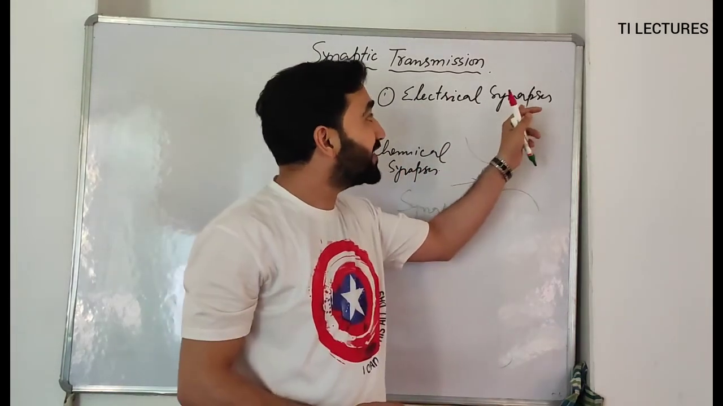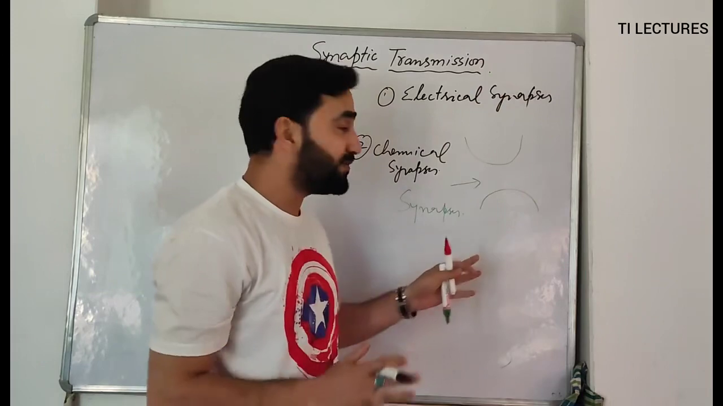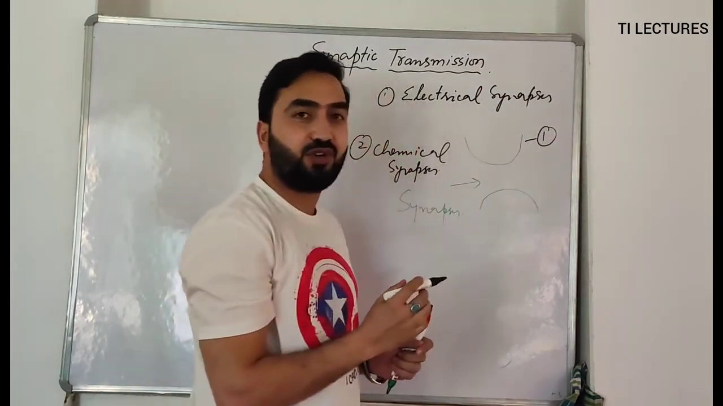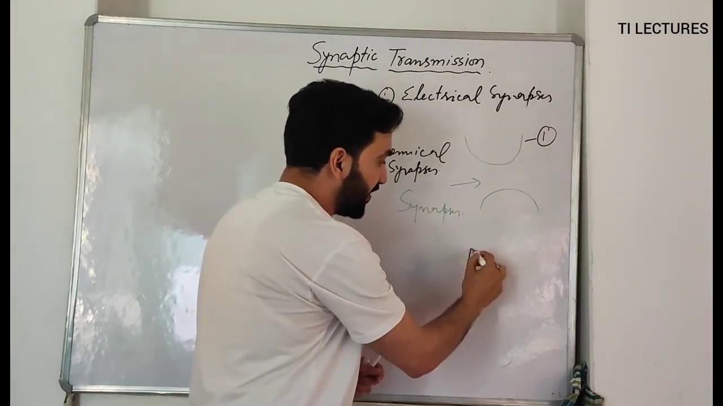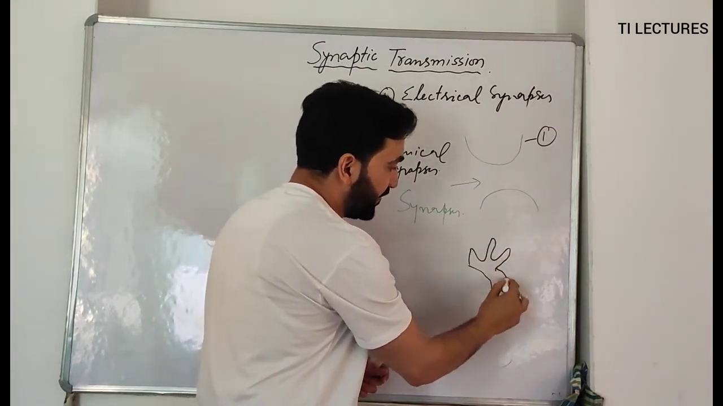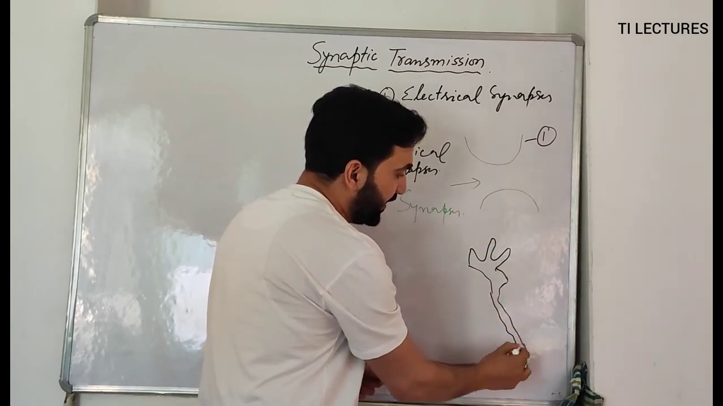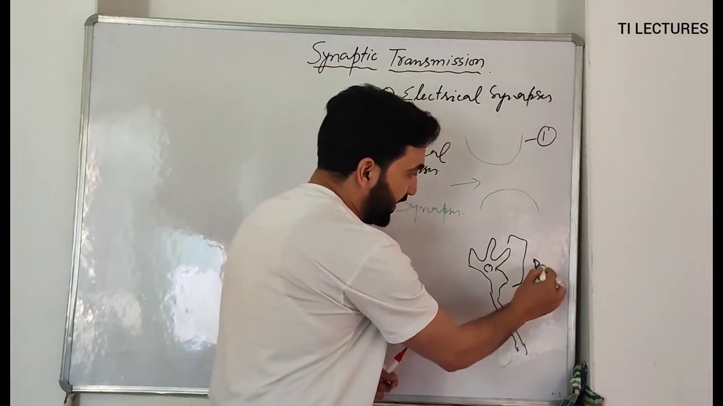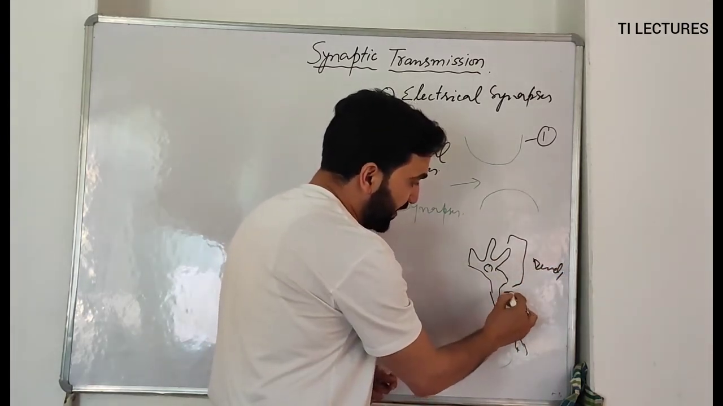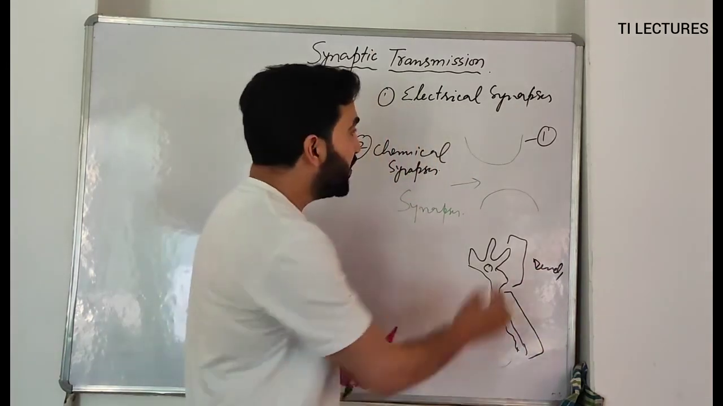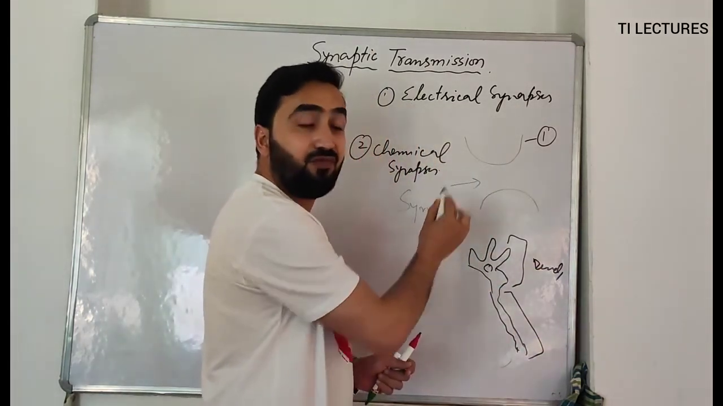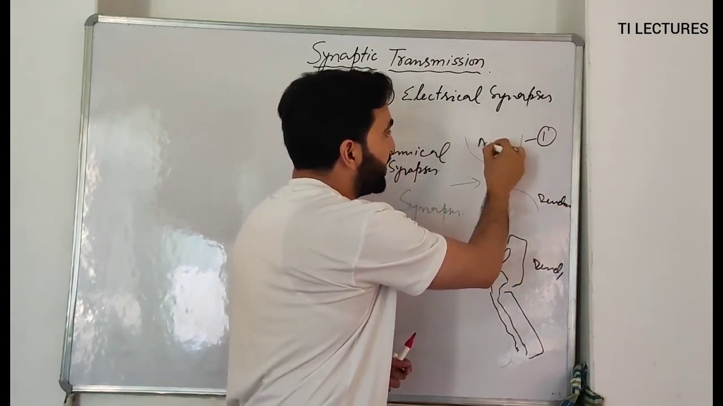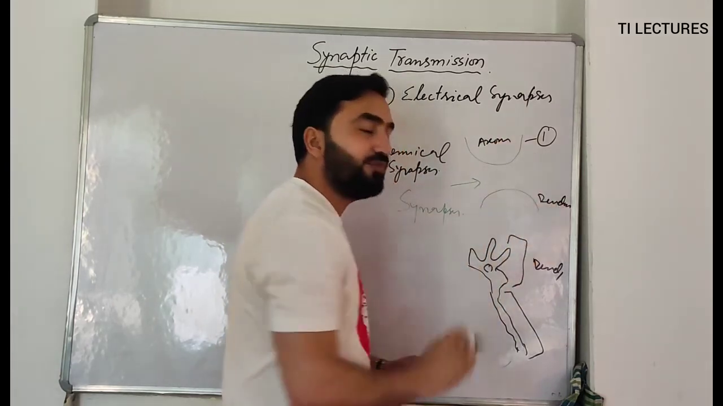So what will happen in the electrical synapse? What is an electrical synapse? Suppose we draw a rough diagram of a nerve cell. This portion is the dendrite portion, and this is the axon portion, right? So this is the axon portion of one neuron, and this is the dendrite portion of another neuron.